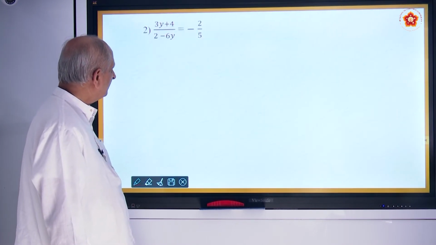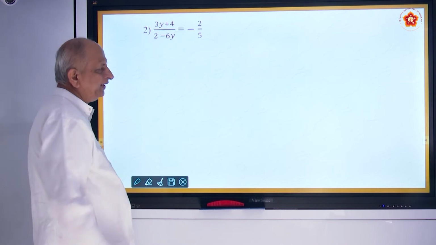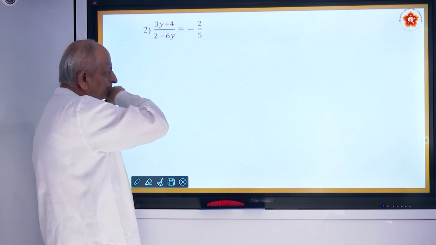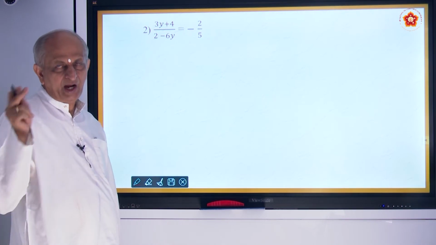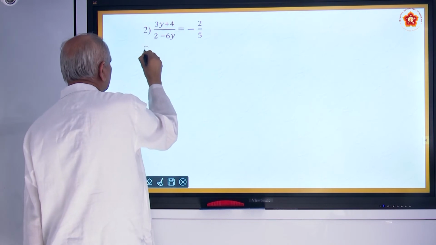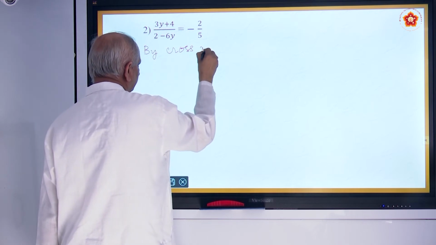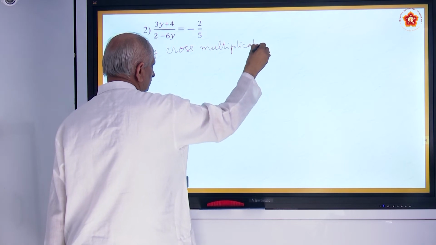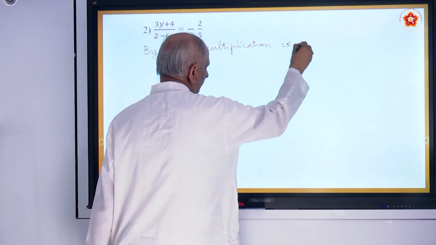Now we will have one more problem, the same type. 3y plus 4 by 2 minus 6y is equal to minus 2 by 5. Now what is unknown here? y. Now it is not in a linear form. We have to bring it to linear form. How to do it? That is by cross multiplication, because it is in the form of a fraction. So in such cases we have to bring it to linear form.